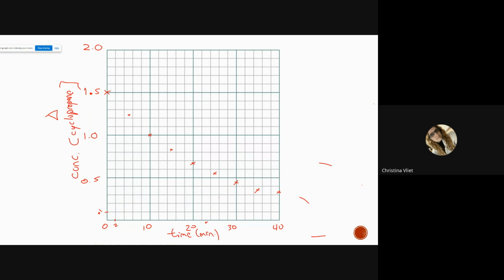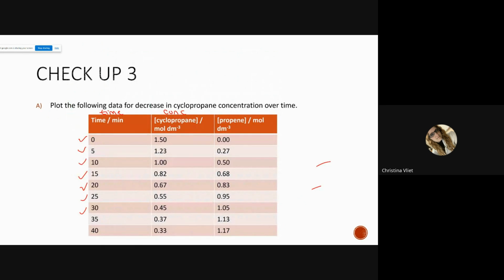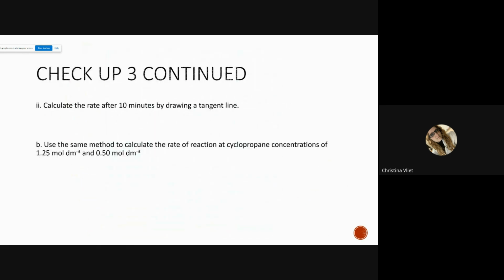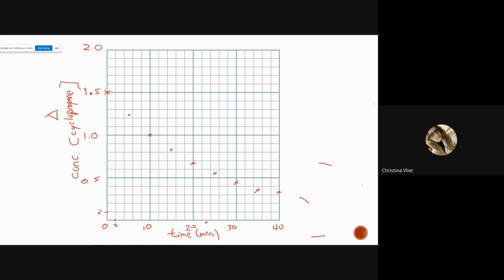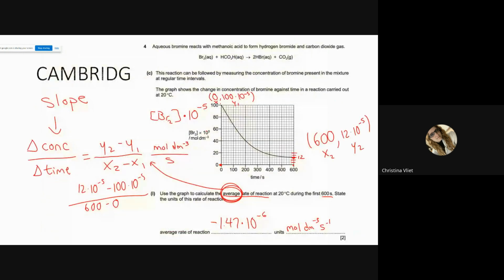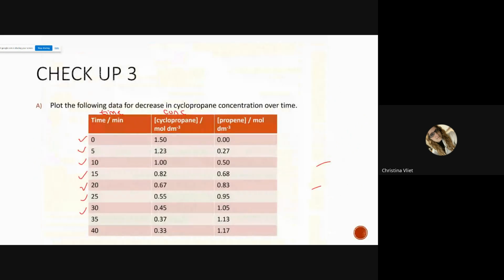Once you've drawn your graph, so it says to draw your graph, plot the following data. The next thing you would want to do is draw a line of best fit. What does that mean again? Not a straight line. You need to encapsulate these points as best you can. If you look at the other rates of reaction, take a look at how they are. They're curved lines of best fit. There will be a curve in your line of best fit.